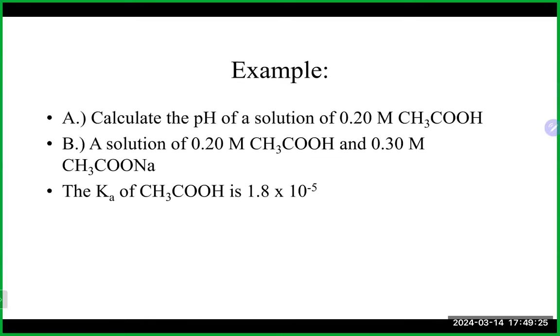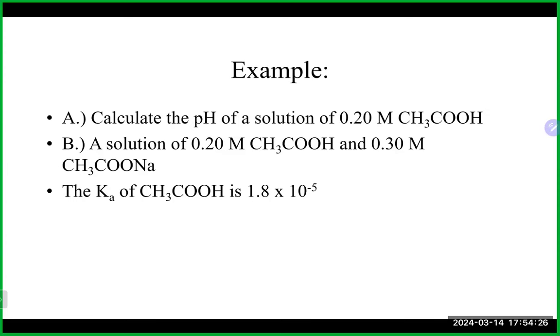So let's see how we will deal with these problems here. We'll start with part A first. We want to calculate the pH of a solution of 0.2 molar acetic acid. Ka value of acetic acid 1.8 times 10 to the minus 5. So for time being, just work on part A, which should be like review for Tuesday.